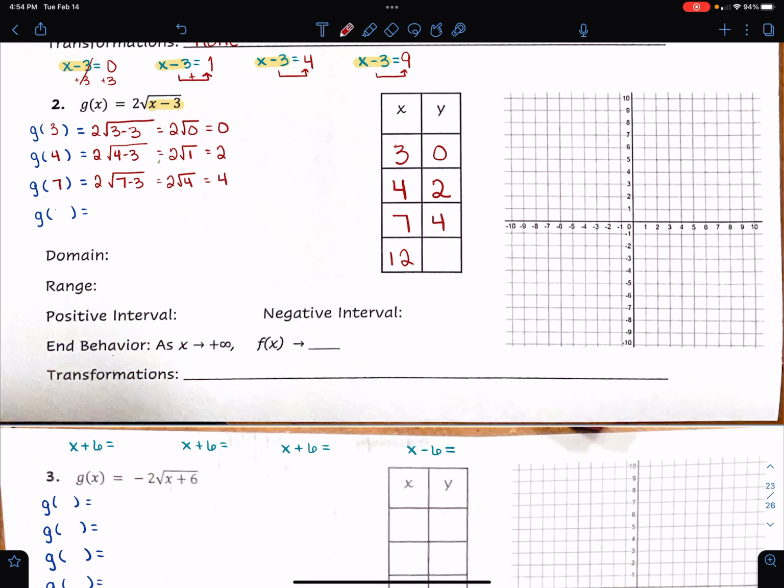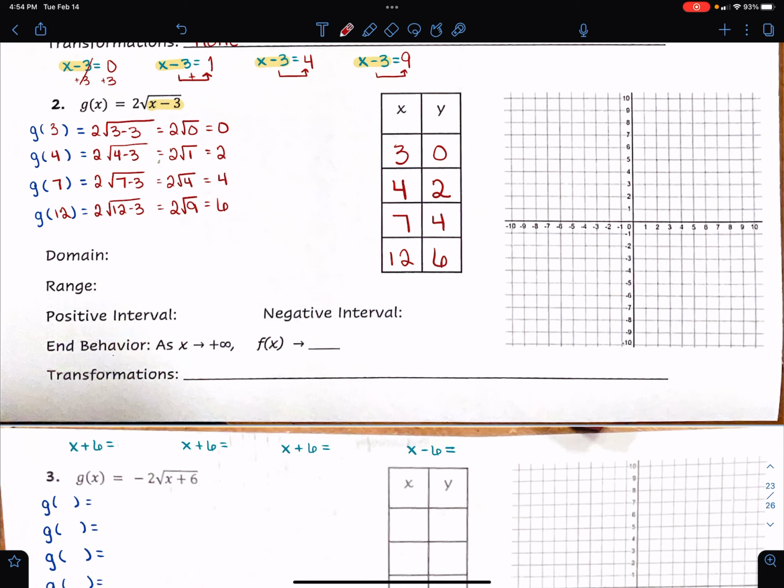And the last one, I'm going to substitute in 12. So I have 2, and 12 minus 3 gives me 2 radical 9. 3 times 2 gives me 6. All right, so looking at those values, now that I have a table, I can go ahead and graph that.